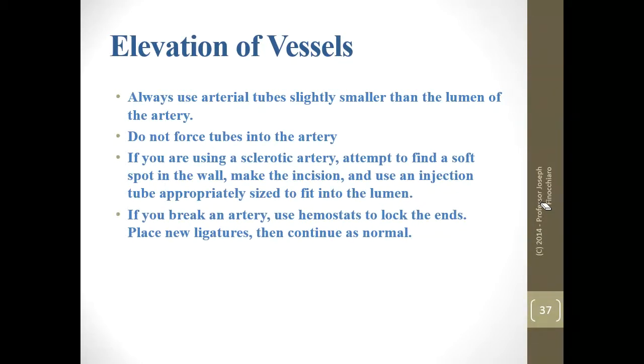If you force things into the artery, you might rip the intima away from the tunica media, okay? Tunica intima, media, adventitia, etc. Remember those? You should know what those are from your anatomy course. And if you rip that tunica intima with your arterial tube, it might actually block the artery. And now you have to go past the blockage, make a new incision, etc. If you're using a sclerotic artery, attempt to find a soft spot, make the incision, and use an injection tube as big as possible to fit into the space that you have. If you break an artery, use hemostats to lock your ends down so you can grab things, put new ligatures on, and proceed more carefully.